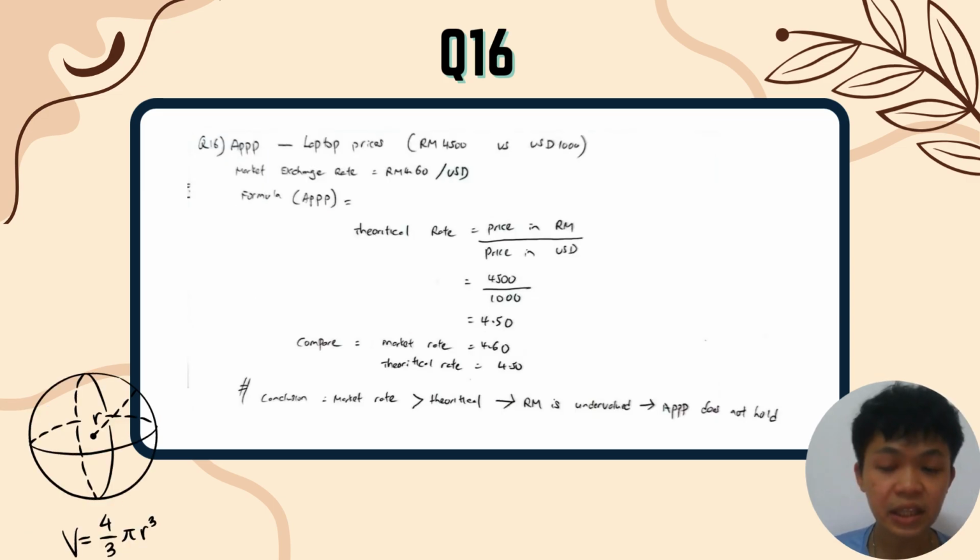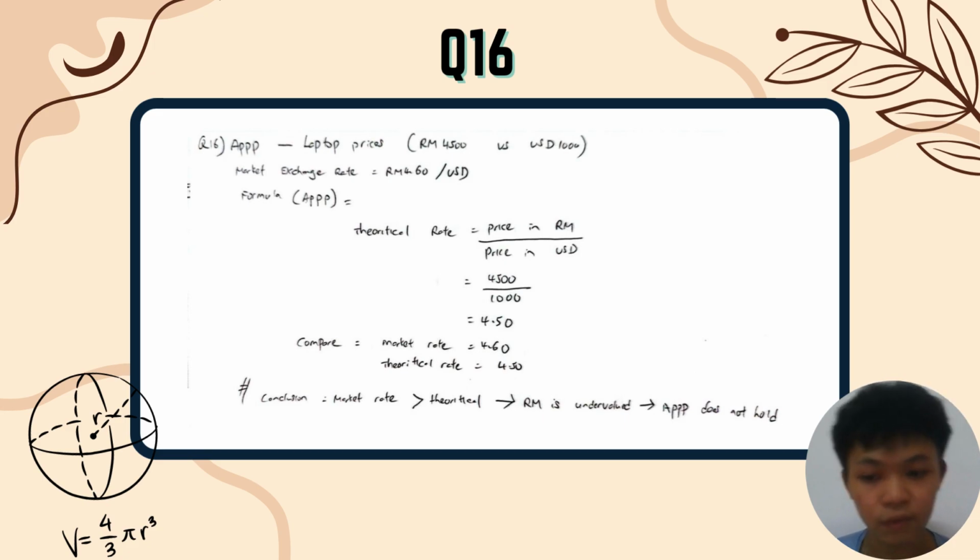Question 16. The laptop in Malaysia is RM 4,500 ringgit and in the US is 1,000 US dollars. So we will use the absolute purchasing power parity. The formula is the theoretical exchange rate is equal to the domestic price divided by the foreign price. So we will calculate the theoretical exchange rate: 4,500 divided by 1,000 is equal to 4.5.